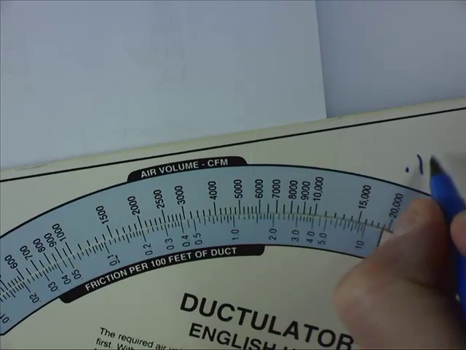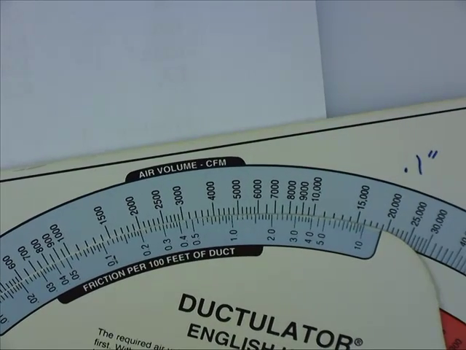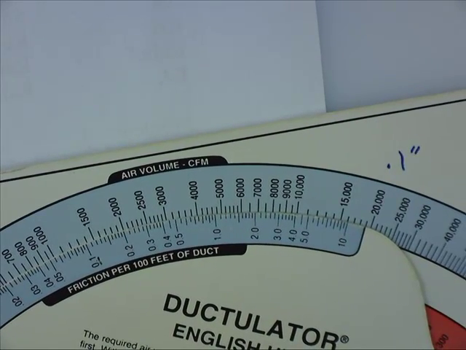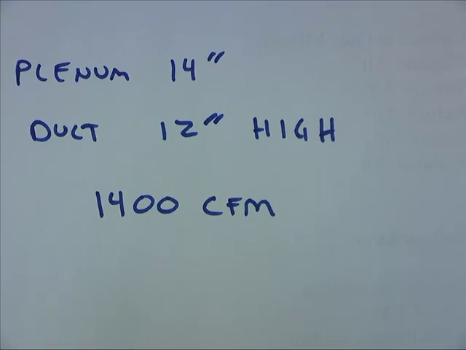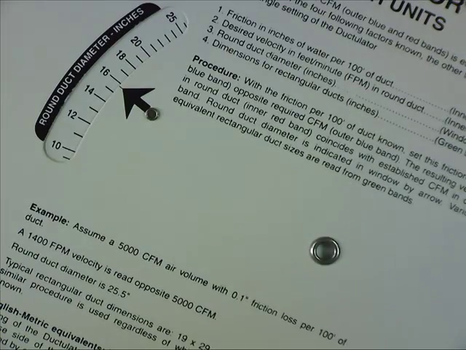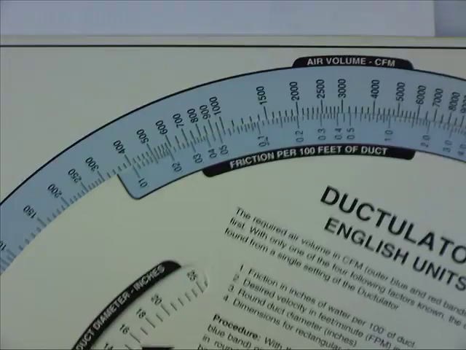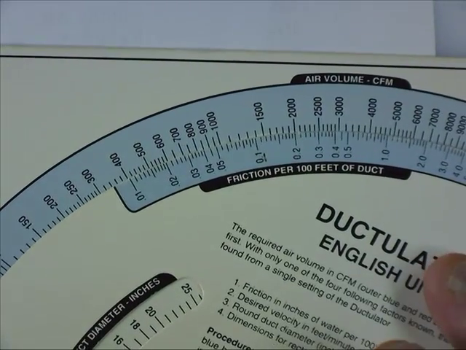Alright, so back to the problem that we had. We had a plenum height of 14 inches, a maximum duct height of 12 inches, and a CFM quantity of 1400. So I'll make sure this is still lined up. It is. I still have 0.1 lined up with 1400 CFM. And I'm going to come down here to my little green chart.